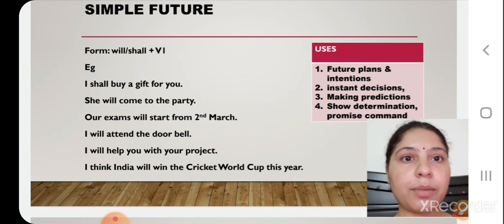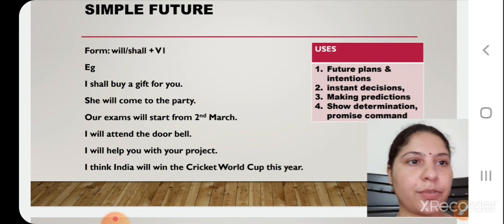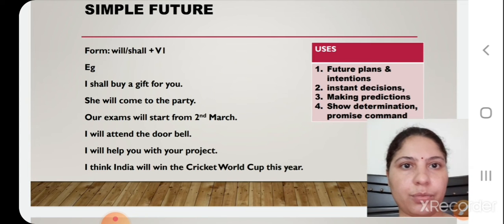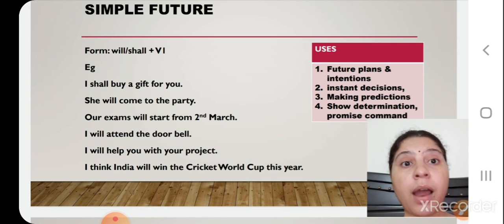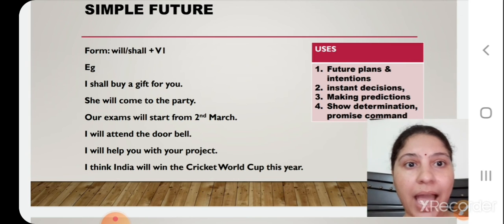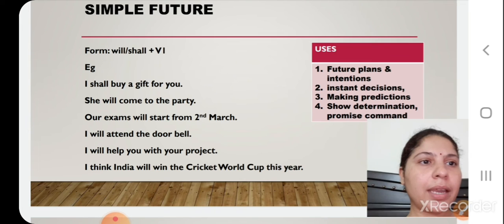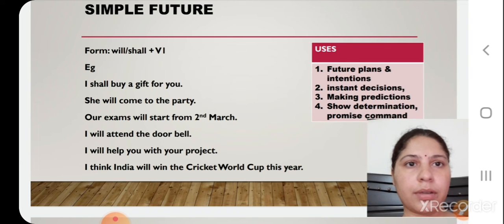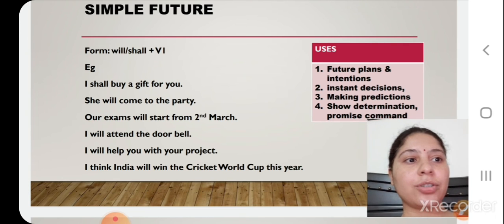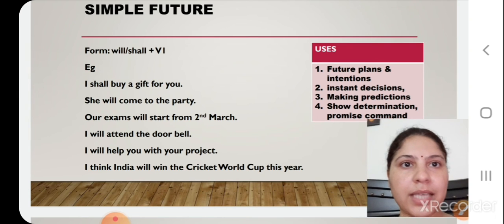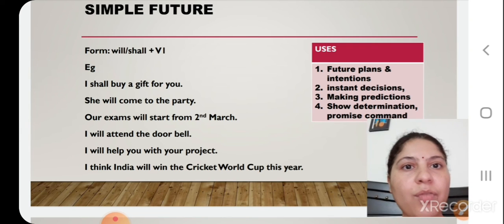So simple future means just our plans for the future. I shall buy a gift for you. This is somebody's plan. She will come to the party. Our exams will start from 2nd March. I will attend the doorbell. I will help you with your project. I think India will win the Cricket World Cup this year. So generally, children, in written English, we use will with he, she, it, they, with all the subjects except I. With I, we use shall.